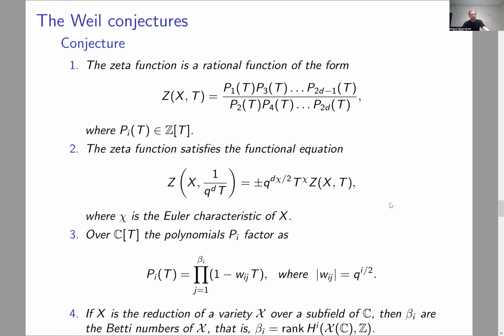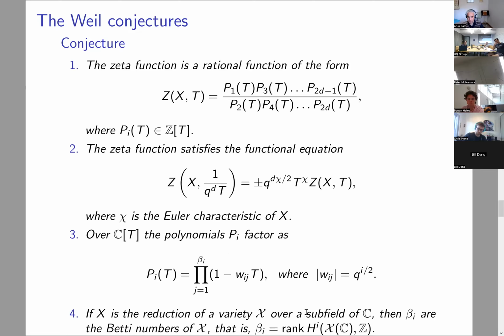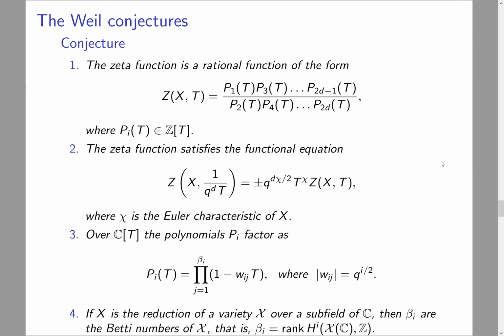And then the last thing is that our variety over a finite field is, in fact, the reduction of a variety over some field of characteristic 0, like the complex numbers. So maybe we've got a curve over Q, and in some sense it makes sense to reduce it modulo a prime p and get a curve over F_p. Then, if that is the case, these b_i, i.e. the degrees of the polynomial P_i, are precisely the Betti numbers of the variety upstairs. That is, they are the ranks of these cohomology groups, these abelian groups here.